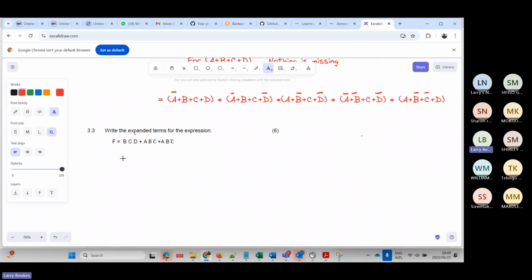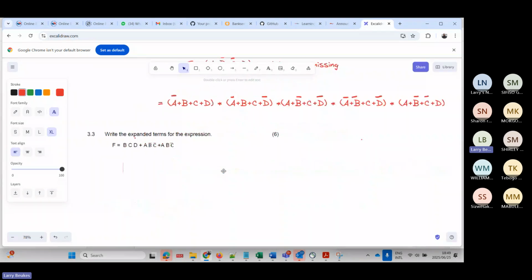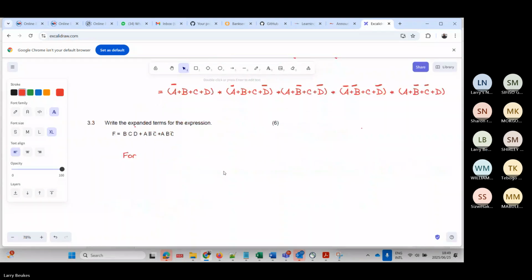Let's do it the same way. I just want us to have one standard so that it becomes easier for everyone. For BCD, we know that A is missing. So A is missing will give us A and not A, right? So there will be 2 possibilities. So now this term will be A, B, C, D.